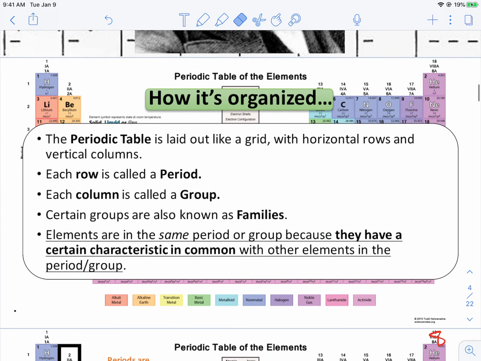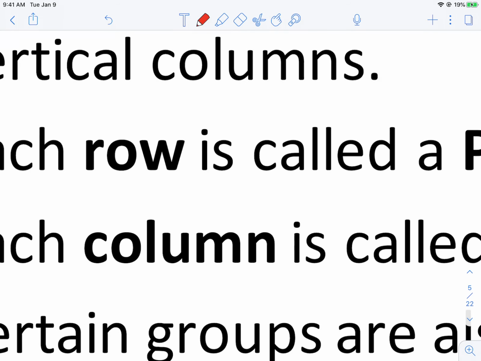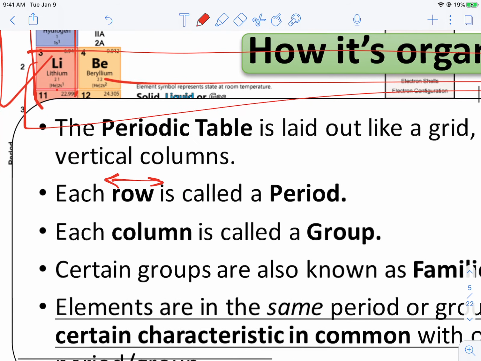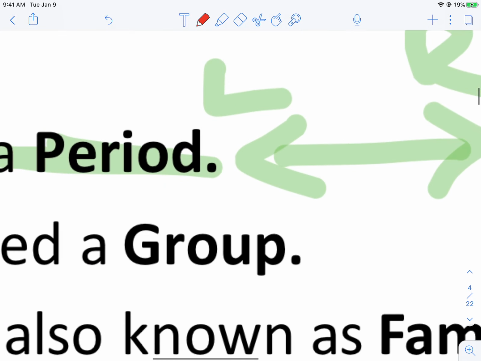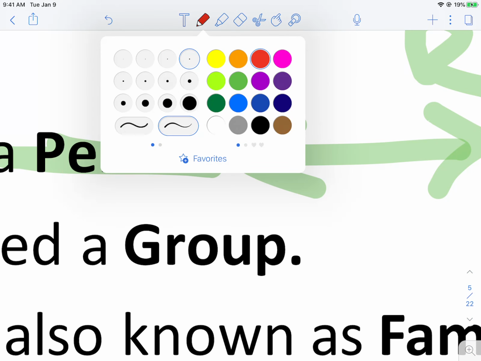Okay, now moving on. How the periodic table is organized is it's laid out like a grid. You have columns, boom, boom, boom. Columns go down. You also have rows that cross the columns. Boom. Rows go sideways. Each row, which goes sideways, is called a period. So the periods go left to right. The columns, which go vertical, are called groups. And groups go top to bottom.